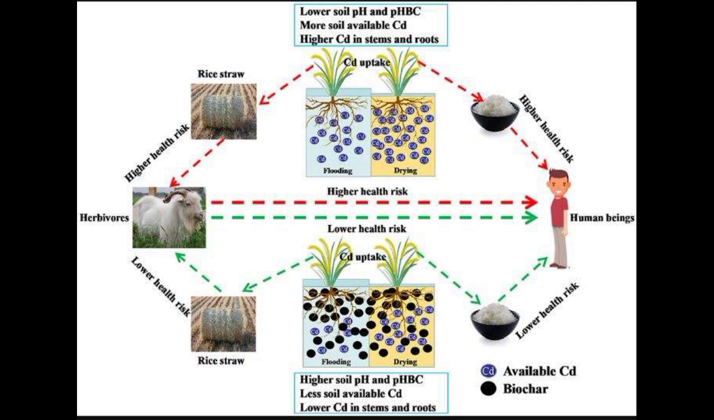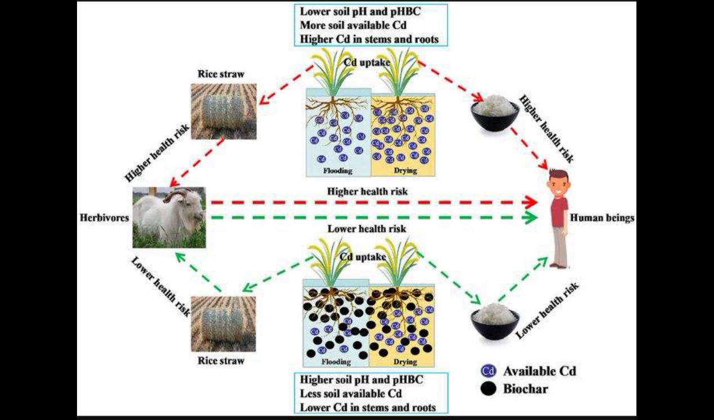risks. And role of biochar: rice straw biochar improves soil conditions by increasing pH and pH-BC, thereby lowering Cd bioavailability. Cd uptake by rice varies during flooded and dry conditions but is significantly reduced in biochar-amended soil. In health risk pathways, high risk: high Cd levels in rice lead to greater risks for herbivores consuming rice straw and humans consuming rice. And low risk: reduced Cd levels from biochar amendment lower health risks for herbivores and humans.